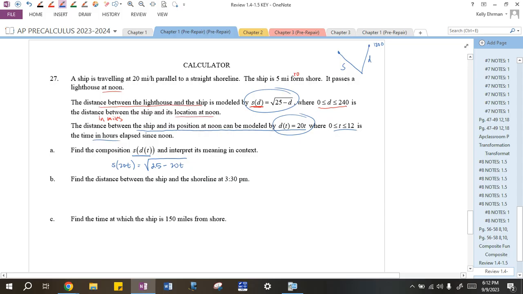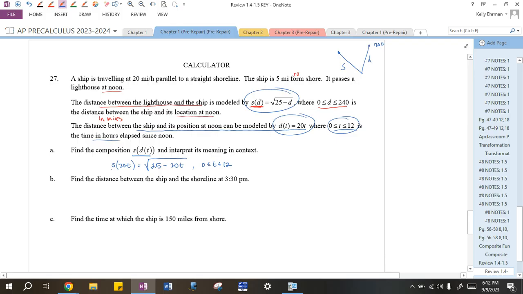And what would the domain be for that? Because I just wrote a new function. The only input variable is t. So the domain is what they gave me for t. This function is good for 12 hours. Interpret its meaning in context.